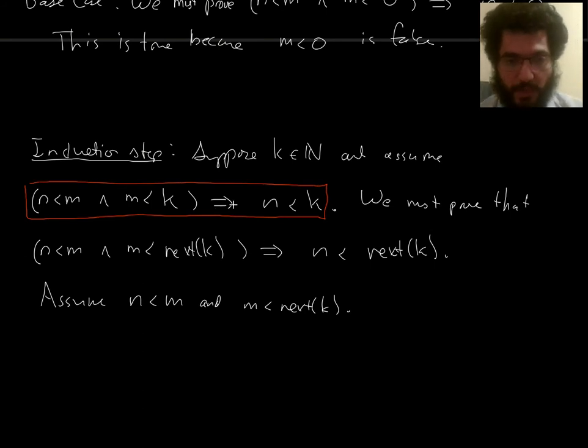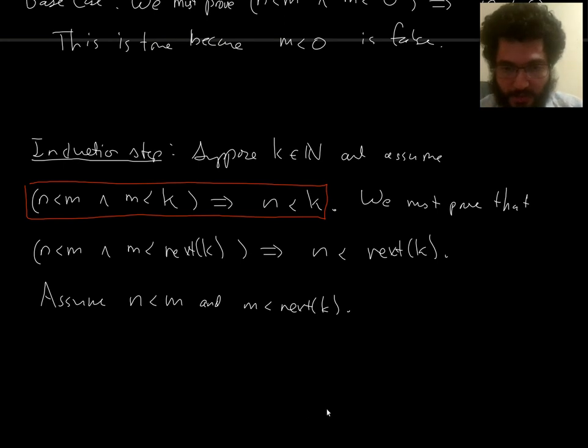It takes the form of an implication. If we want to use this, we must somehow put ourselves in a position where the hypothesis of this implication is true. So we want to put ourselves in a position where n is less than m and m is less than k. Well, we do have one of those two, n is less than m, but we do not necessarily have m is less than k.